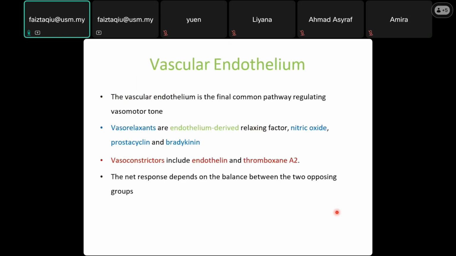So the vascular endothelium is the final common pathway regulating the vasomotor tone. Vasorelaxants are endothelium-derived relaxing factors, examples: nitric oxide, prostacyclin, and bradykinin. Vasoconstrictors include endothelin and thromboxane A2. So the net response depends on the balance between the two opposing groups.